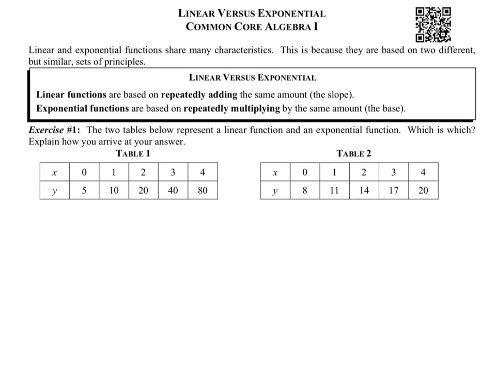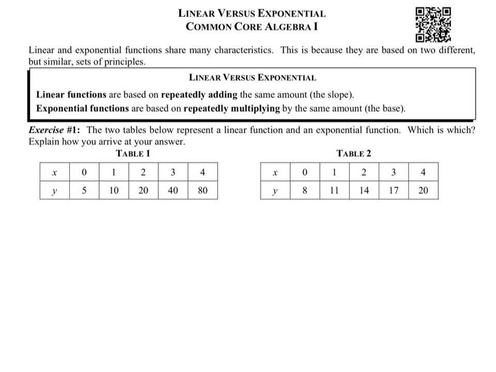Linear and exponential functions share many characteristics. This is because they're based on two different but similar sets of principles. Linear functions are based on repeatedly adding the same amount, which is using slope. Exponential functions are based on repeatedly multiplying by the same amount, so the base. So that's how you're going to get a difference between the two.